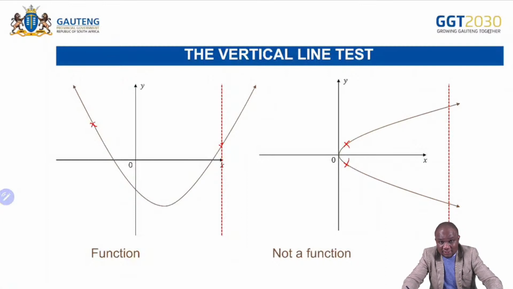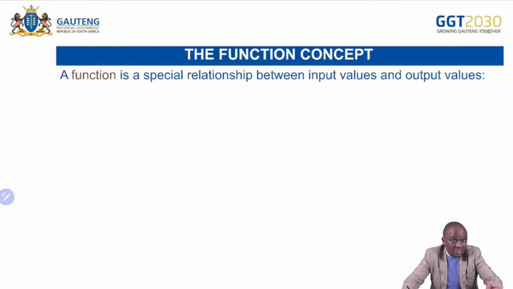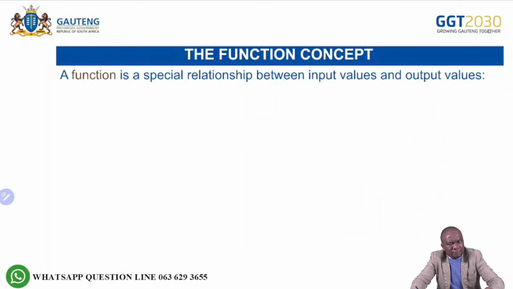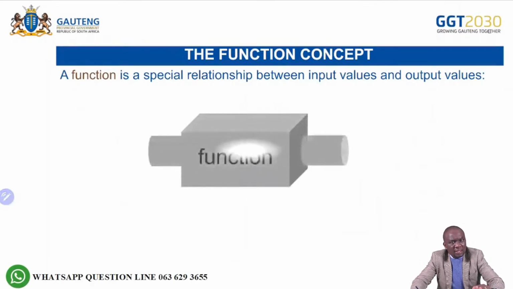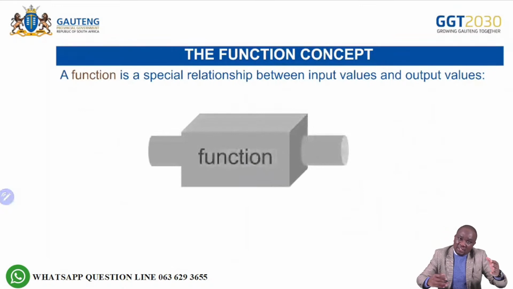Still on a function, we want to understand what is a function. Like we said, a function is a special relationship between input values and output values, domain and the range. It's like the machine, like grade 8, 9, we talked about these machines which change things. So if you put things into the machine, what does the machine do? It changes them into something else. That's how the functions work. They change the input values into something else.